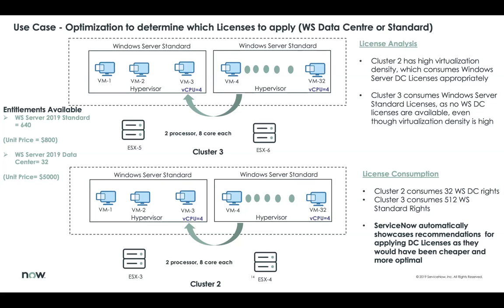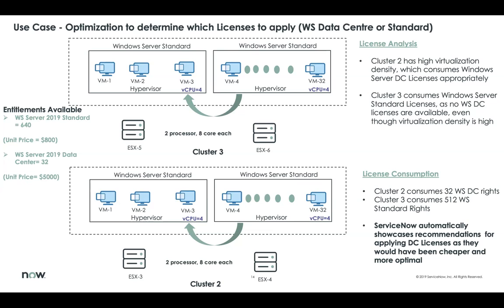But if you see the virtual machines running Windows Server, it's pretty high. It's like 32 VMs are running on these clusters, and hence the virtualization density is really high. So how does ServiceNow optimally assign the licenses?